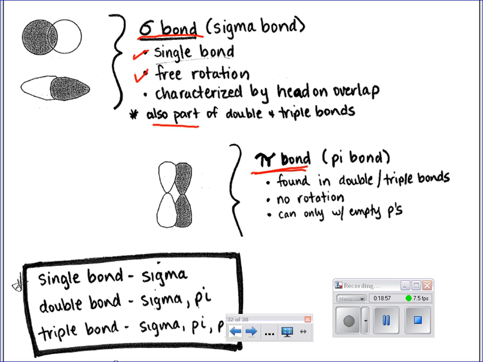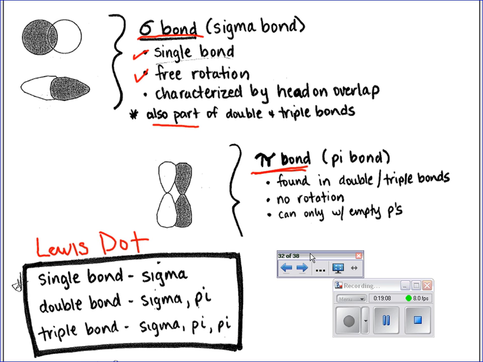So here's the synopsis. A single bond, this is on a Lewis dot structure. A single bond is a sigma bond. A double bond is a sigma pi. And then a triple bond is a sigma pi. Y'all good?